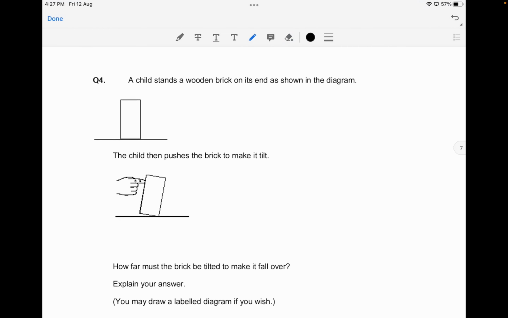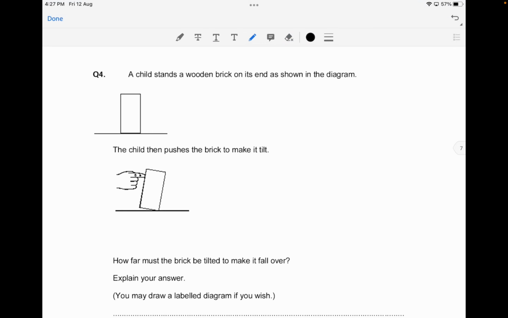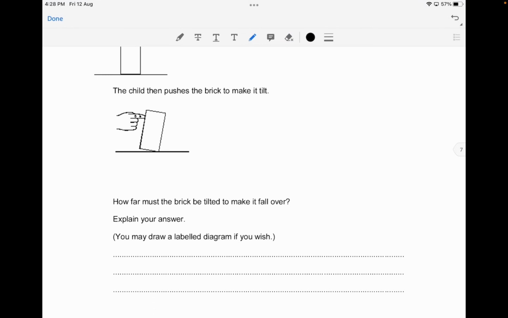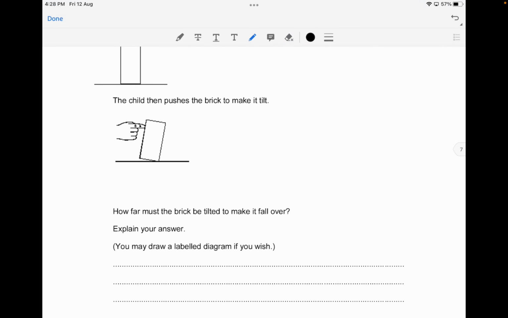Now, the next question is that you can see that a child stands a wooden brick on its end as shown in the diagram. The child then pushes the brick to make it tilt. How far must the brick be tilted to make it fall over? Explain your answer. You may draw a labelled diagram if you wish. So you can draw any diagram you like, but I'm just going to mention how far must the brick be tilted.